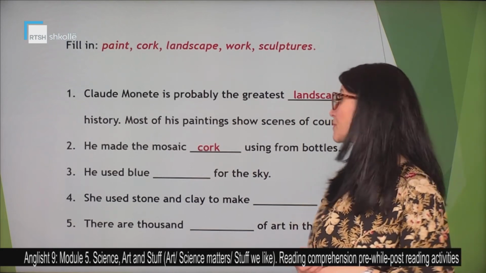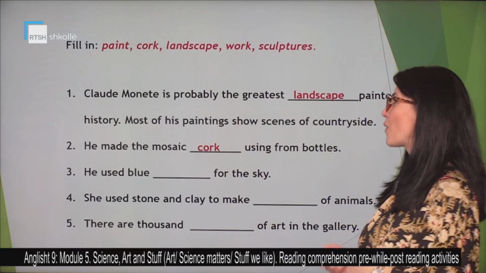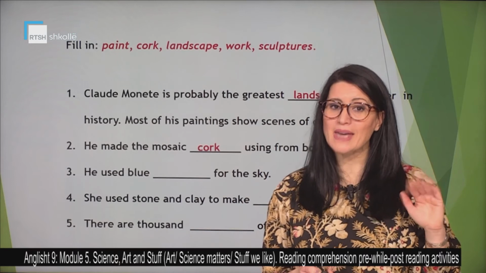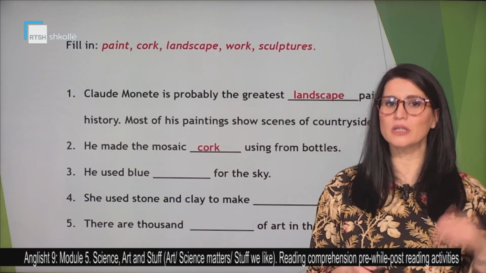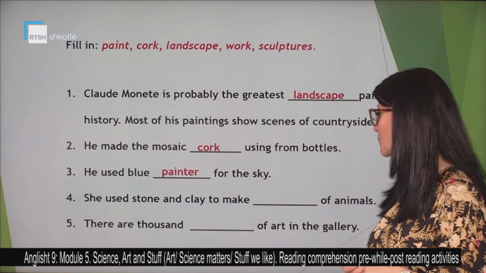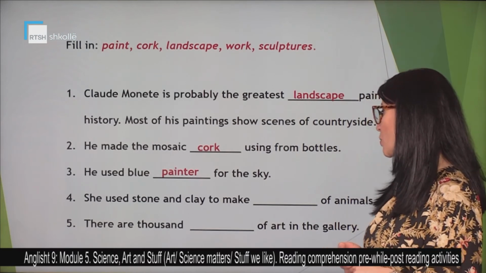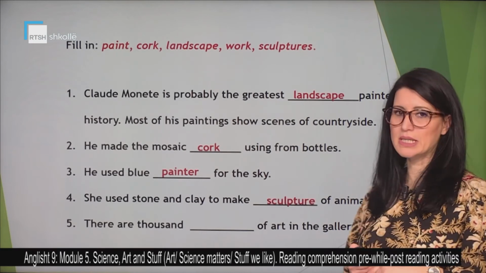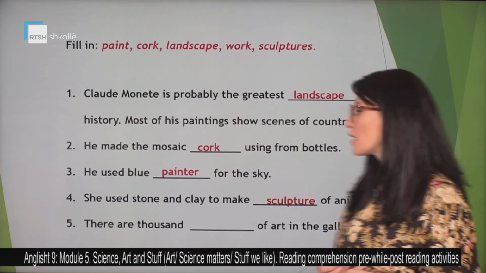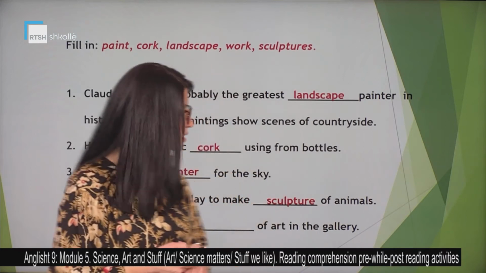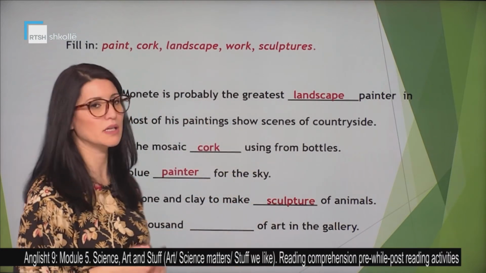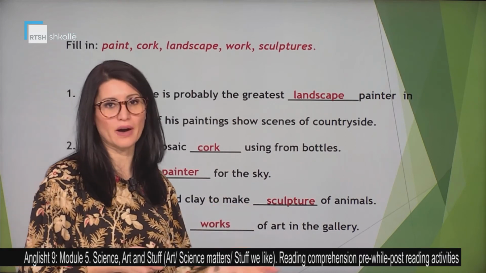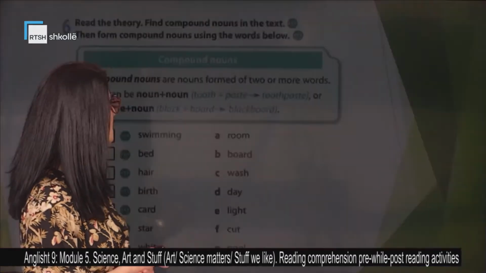Sentence number 3. He used blue paint for the sky. So we use this blue to paint the sky, right? The blue color to paint the sky. She used stone and clay to make sculptures of animals. And the word is sculpture. There are thousands of works of art in the gallery. So what are these? Of course, we say works of art produced by different artists.